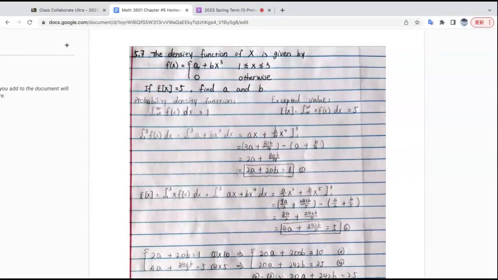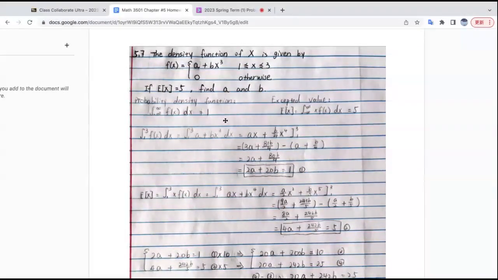Yes. So I'm going to present question 5.7. The density function of X is given by f(x) equal to a plus b times x to the power 3 when x is greater than or equal to 1 and less than or equal to 3, and is equal to 0 otherwise. If the expected value is equal to 5, find a and b.